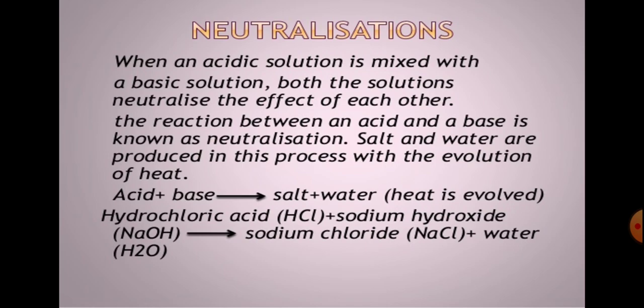Now, next one is about neutralization. First we discuss one term: neutral substances. Those substances which are neither acidic nor basic in nature are called neutral substances. Neutral substances do not change the color of any indicator. Some examples of neutral substances are pure water, glucose, and common salt. These are neither acidic nor basic in nature.